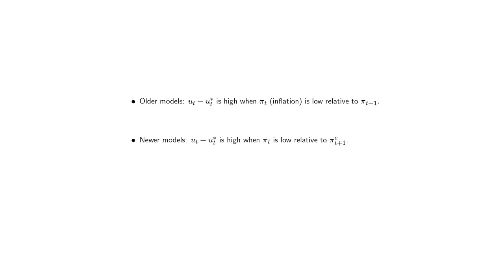So what matters is how is inflation changing over time. The newer models developed in the last 10 or 15 years, the gap between the observed unemployment rate and the natural rate is high when inflation is low relative to the expectations. They're more forward-looking, so they're relative to the expectations of inflation. So this symbol here refers to the expectations of inflation.